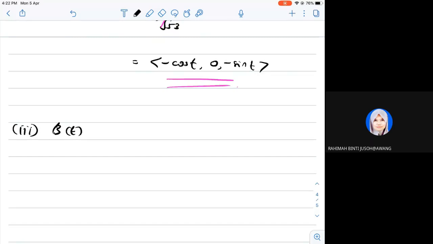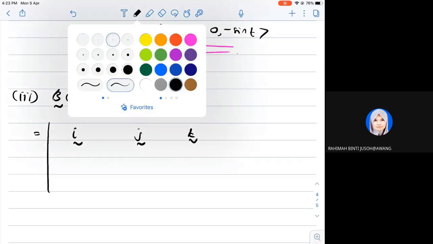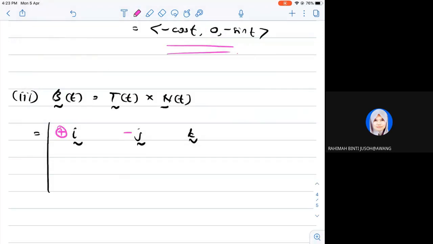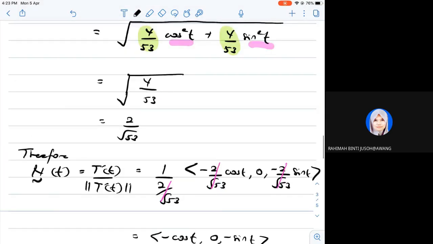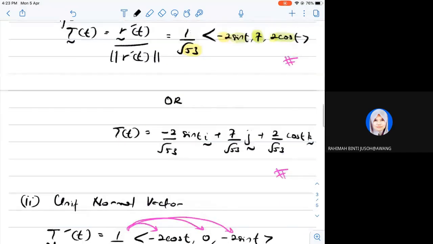Number 3, we have the binormal vector. So B of t equals T cross N of t. So you have to do the cross product. So equals to open this one, i, j and k. Don't forget to put plus minus plus alternately. So the first row should be the unit tangent vector. Where was the unit tangent vector? This one. So you take each element of this.